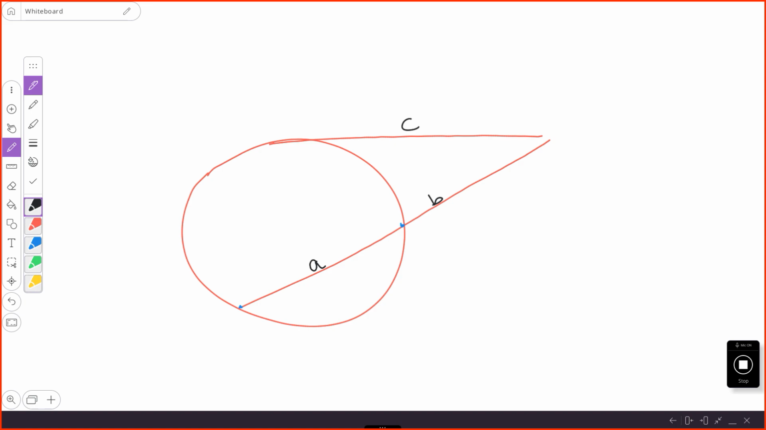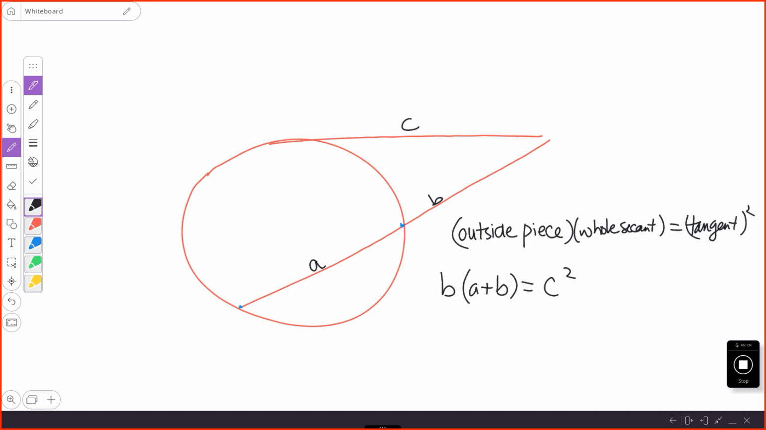So the formula for this is, I'll write it out in math formulas, but when I used to teach geometry, I just taught it in normal English terms. So it's outside piece times whole secant equals tangent squared. So technically, mathematically, it's B times A plus B equals C squared. And again, you just plug in numbers and do the algebra. So it's pretty easy if you know the formula.